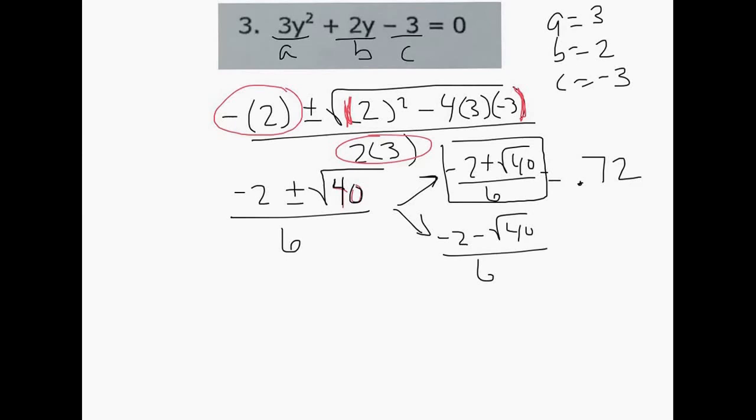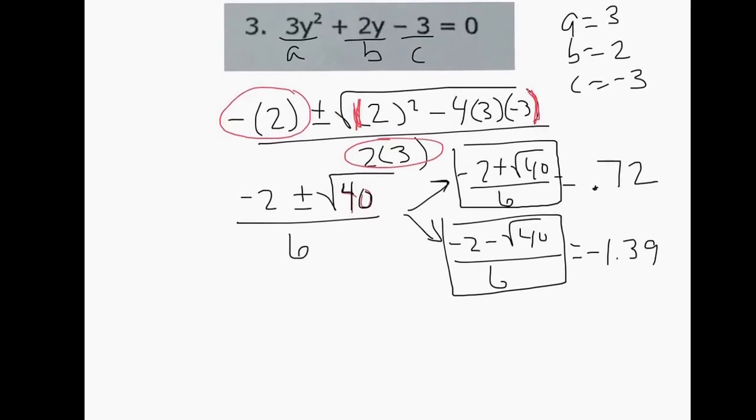On the other side, negative 2 minus the square root of 40. Enter. Divided by 6. Also gives me a crazy decimal, which is negative 1.39. Or it might be left like that on the STAR test. Next one.